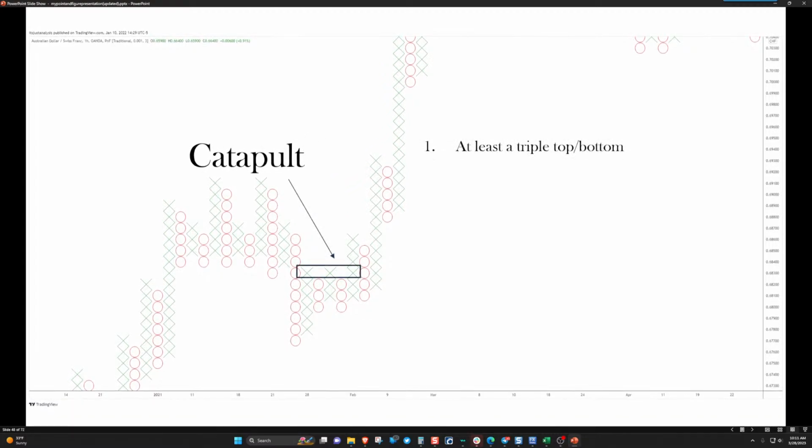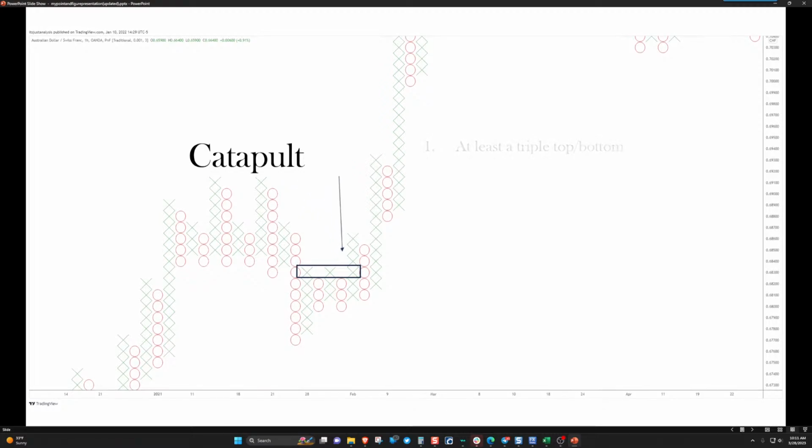And these are the rules, all right? You have to follow these rules. These cannot be broken. All right, just follow the rules. All right, so a catapult. First rule, it has to have at least a triple top or a triple bottom, okay? So there's a triple top.